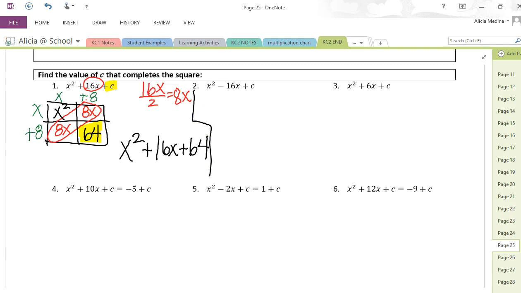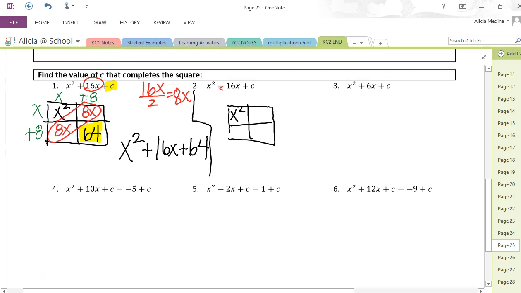Alright, let's try the next one. I'm going to start off with my Punnett square. I know I'm going to have that x squared in the top left corner. I see that I have that middle term, which is again what is going to be added together on my diagonal. Since it's a perfect square, I've got to chop it in half. So negative 16x divided by 2. Make sure you keep the sign. If it's positive, write the positive. If it's negative, write the negative. It's going to be a negative 8x, so that is what I'm going to write in each box.